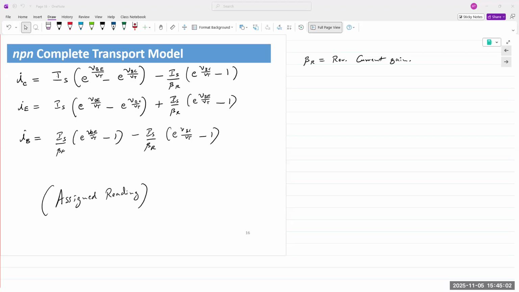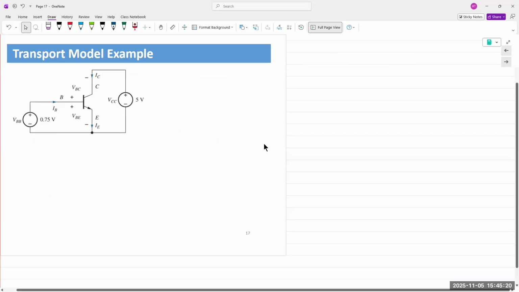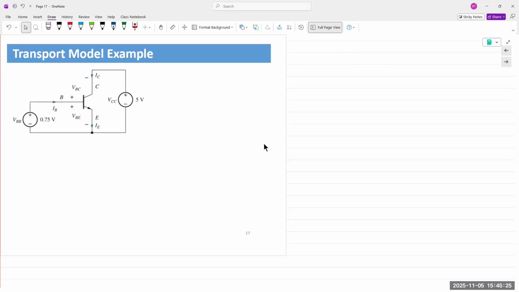So we can look at an example next on how we can use the transport model to solve for a circuit. Okay. So here's a circuit. We are applying VCC of plus 5 volts, VBB of 0.75 volts. We have the terminal voltages, we have the terminal currents, and we are asked to find the 3 terminal currents, IC, IB, and IE.